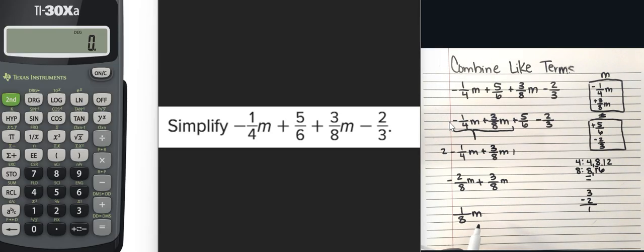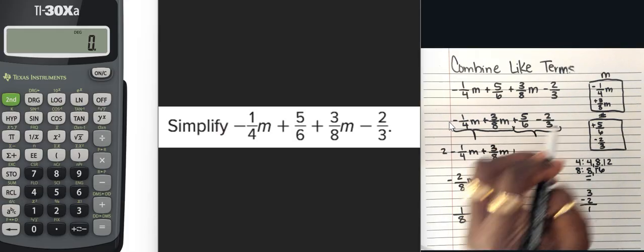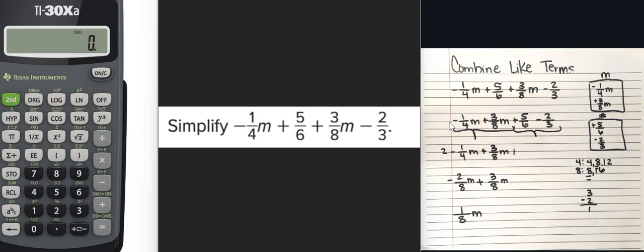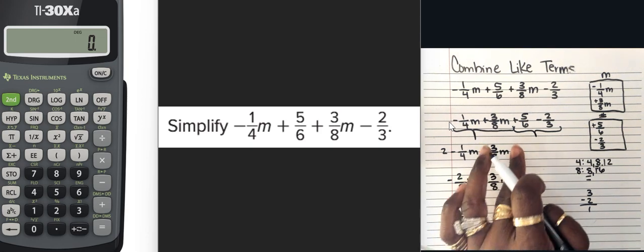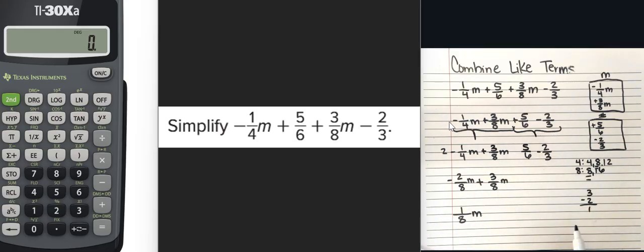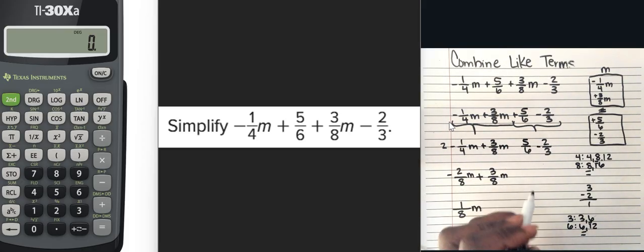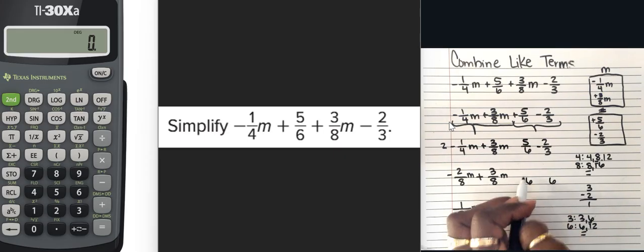And now what we're going to do is go over here and let's start with the next set of terms. So we've got 1/8 m. And then here we've got 5/6 minus 2/3. So let's go on and figure out what our common denominator is in that. We're talking about multiples of 3 and multiples of 6. And so we've got 3, 6, and then here we've got 6, 12. Our common denominator is going to be 6. So my new denominator is going to be 6 for both parts.